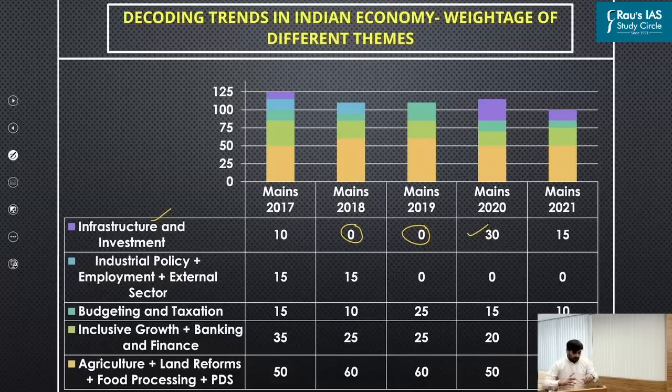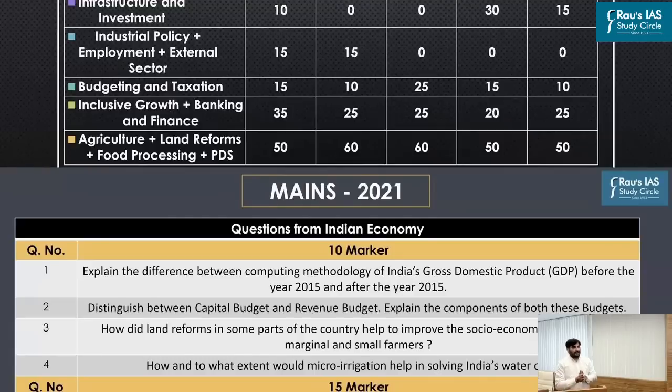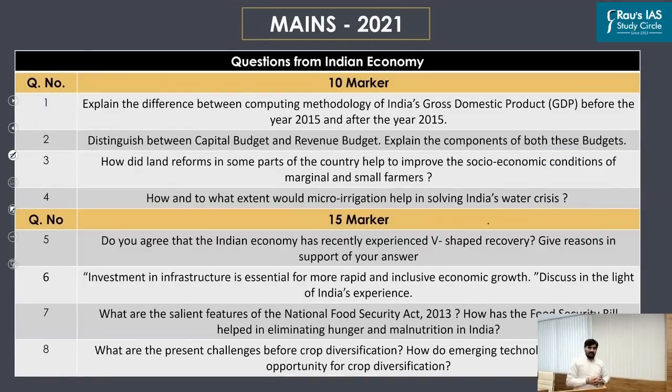Okay. So now let's have a look at the questions which have been asked in this year's mains examination from the Indian economy. As far as the other subjects are concerned, they will be handled by the concerned faculties. So here you have the questions from the Indian economy as in this year's mains examination. As you can see, we had almost 4 10-marker questions and 4 15-marker questions.